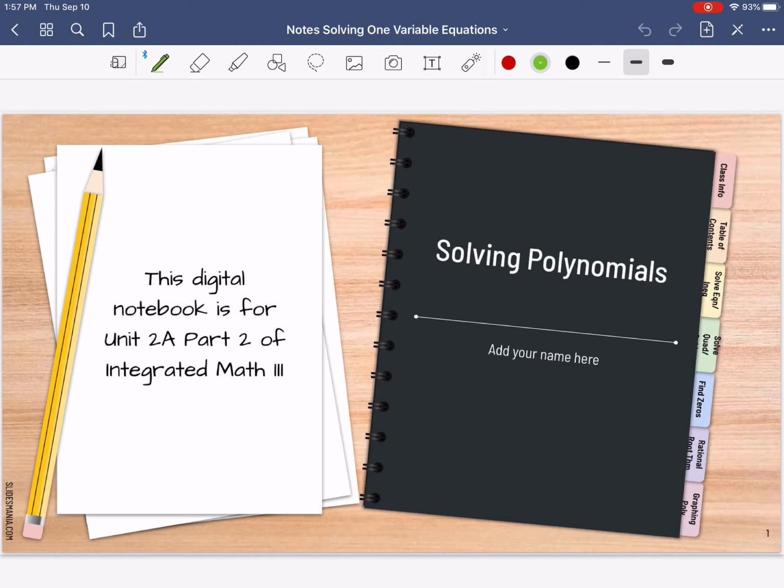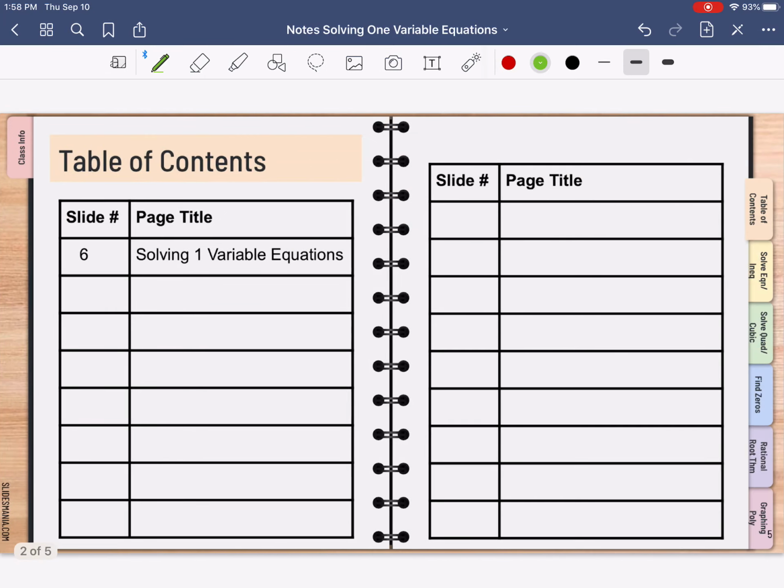So first thing you guys can do is get your Unit 2A Part 2 workbook and put your name right here where it says add your name. If you want to go over to slide number 5, that's our table of contents slide for this little notebook, and you can fill in slide number 6. It's the only slide we're going to be on today, and it's solving one variable equation. So you can pause here and type that in.